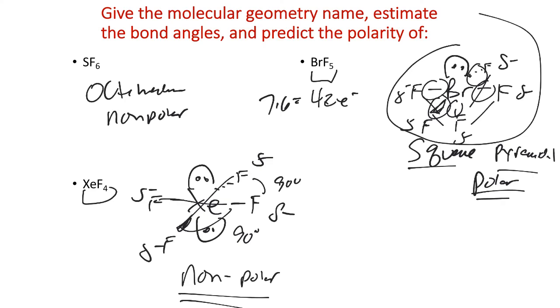Okay, so nonpolar for square. So our name here would be square planar. BrF5 kind of has a square plane, but with an extra fluorine sticking downward, giving it that pyramidal structure. So square pyramidal for BrF5. Square planar for XeF4. So all these atoms are in the same plane.